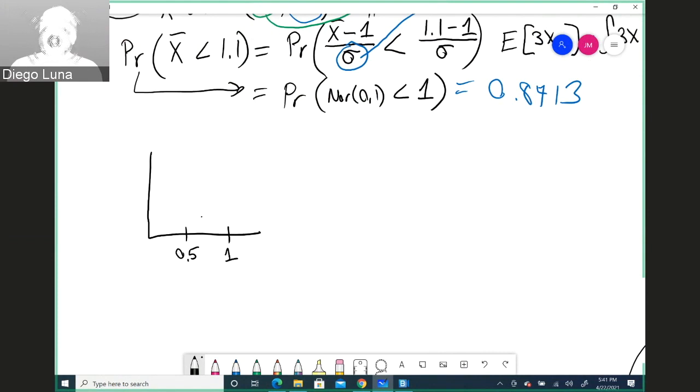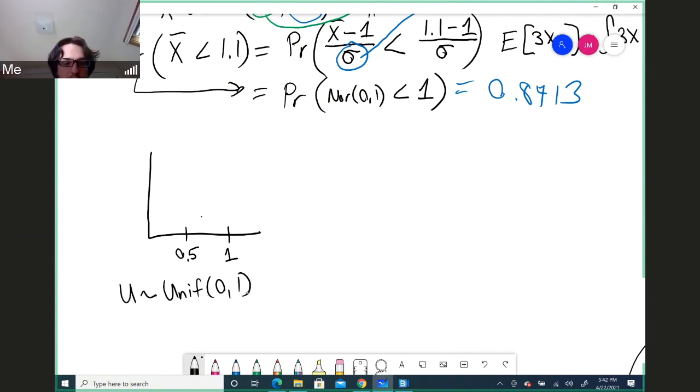Let me talk to the point. So let's say that you have a uniform 0 to 1, and this is our u. It's distributed as a uniform 0 to 1. That means that, as you're taking a bunch of realizations from it, you'll have a bunch all throughout this interval, 0 to 1.